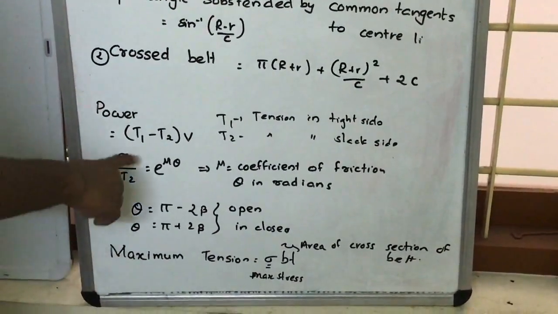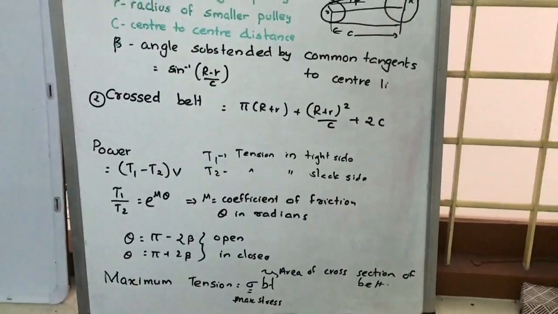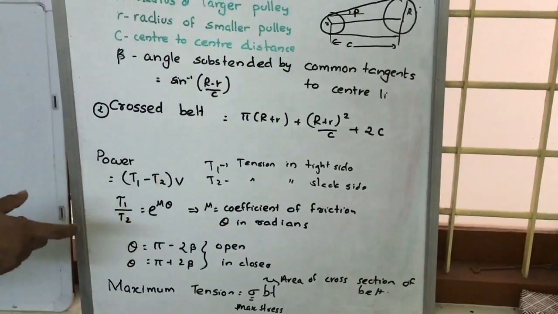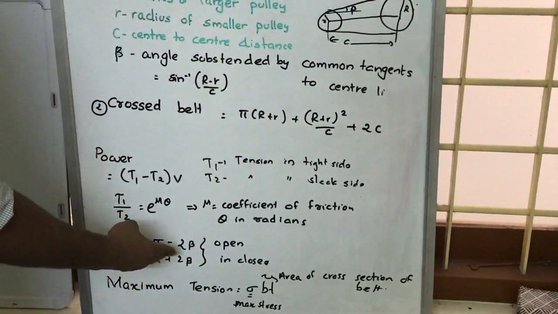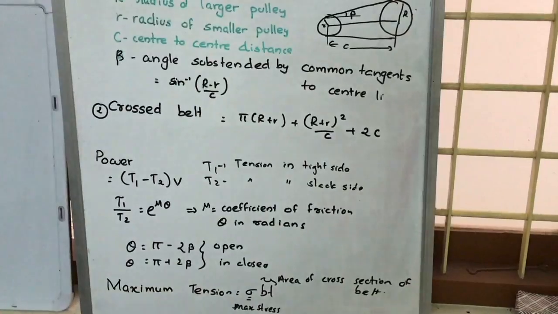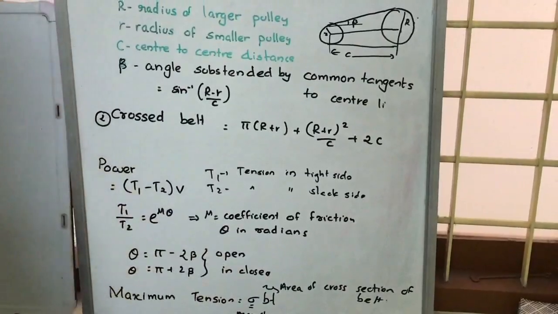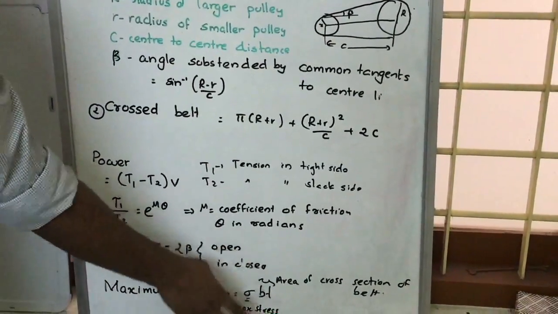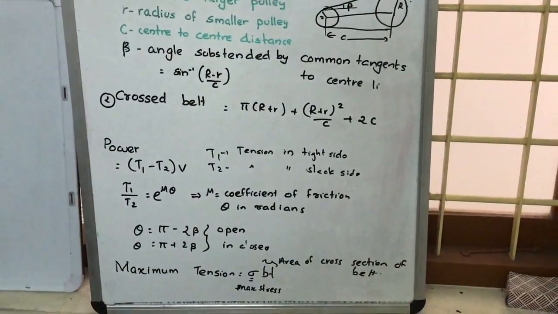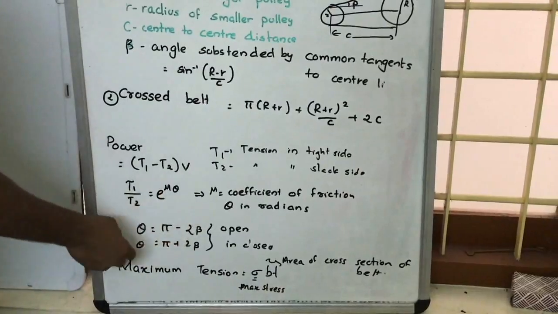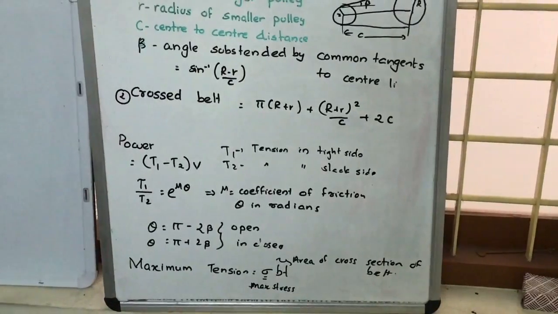And also T1 by T2 equal to e raised to mu theta, where mu is the coefficient of friction between the belt and the pulley, and theta is the angle of contact in radians. This angle of contact in a crossed belt is pi plus 2 beta. Beta we have already seen, it is sine inverse of (R minus r) by c. So it is pi plus 2 beta in the crossed one, and in the open one, it is pi minus 2 beta. If we are able to obtain theta from this equation, substitute in the above equation T1 by T2 equal to e raised to mu theta, we can obtain the corresponding tensions.